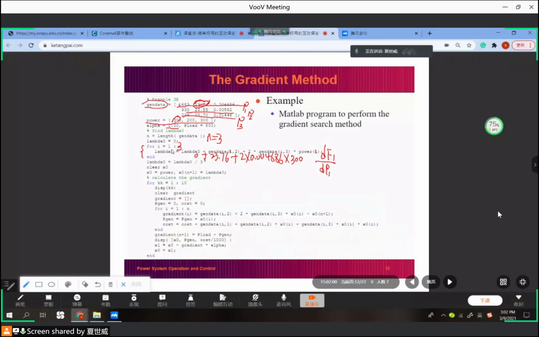Similarly, if you increase I to 2, this will be lambda 0. This lambda 0 is already updated here. So that means df1/dp1 plus, for I equals 2, gen data (2,2), that means the second row and the second column. So this number plus 2 multiplied by (2,3), second row, third column, multiplied by power 2, the second element of power. So from I from 1 to 2, you have already calculated this.